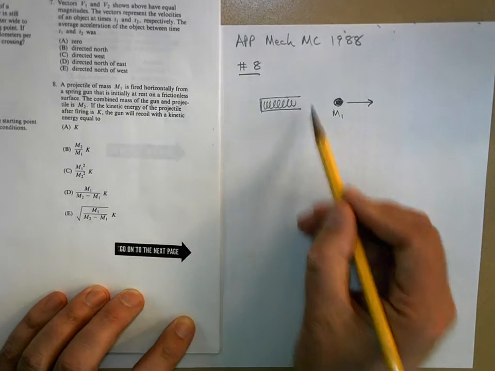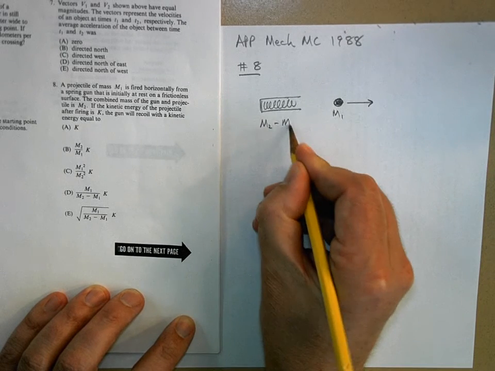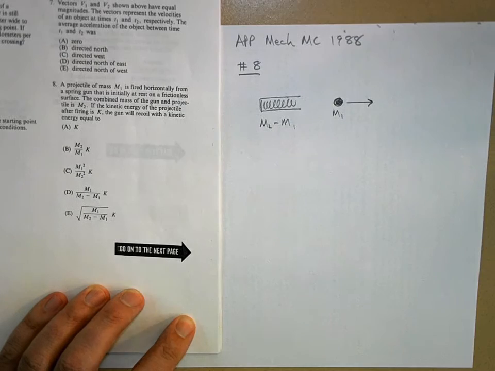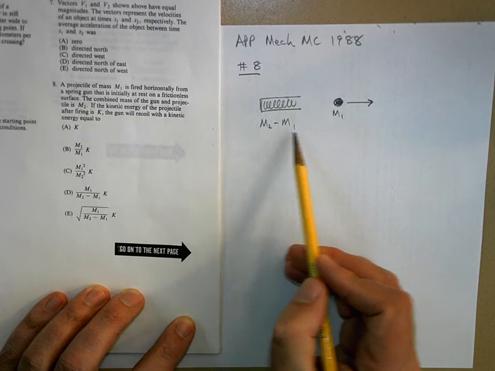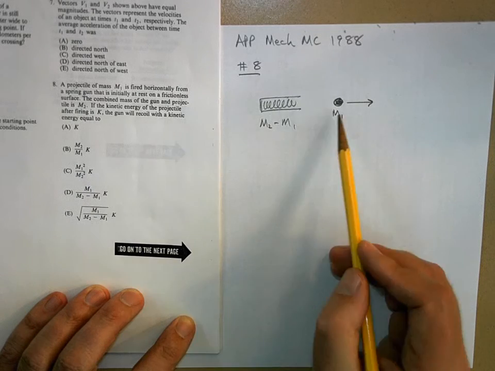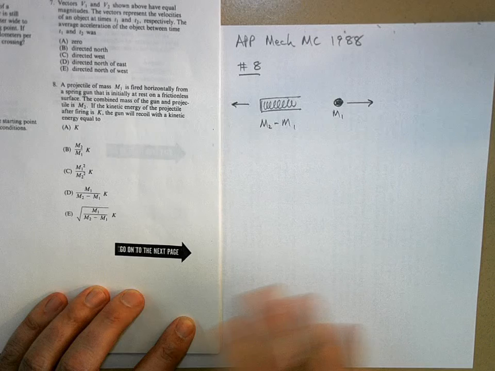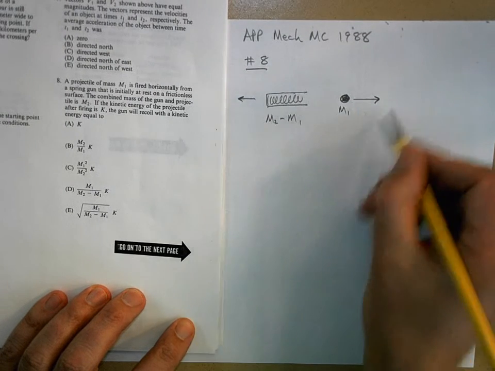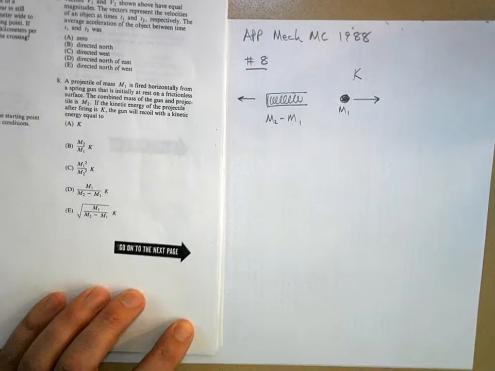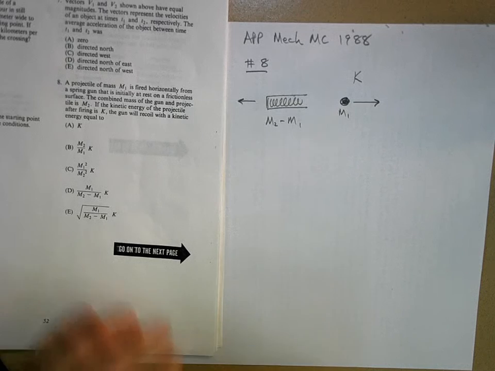So the mass of this guy is M2 minus M1. Does that make sense? The combined mass is M2, so the mass of the gun is M2 minus M1 because M1 is the projectile. And it's going to recoil this way. And what we want is we're going to say the kinetic energy of this guy is K. Well, I don't know anything about the energy. I don't know what the spring constant or anything like that. But I do know momentum is conserved.